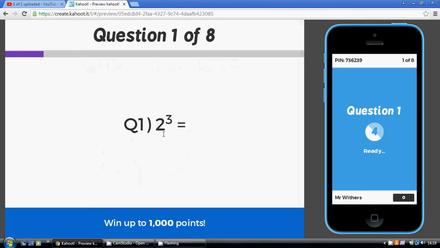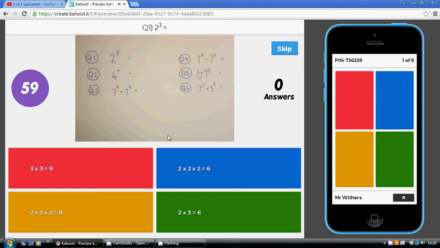So question 1, what is 2 cubed? Well, 2 cubed means 2 times itself again. So 2 times 2 times 2. 2 2s are 4, 2 4s are 8, so the answer is 8.